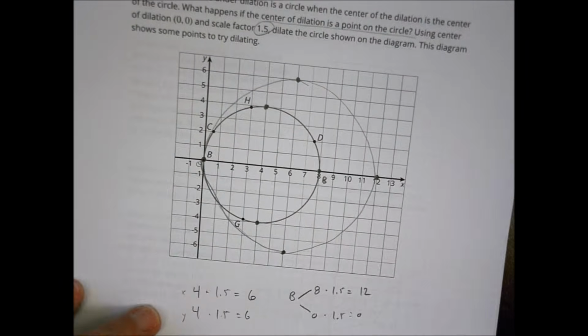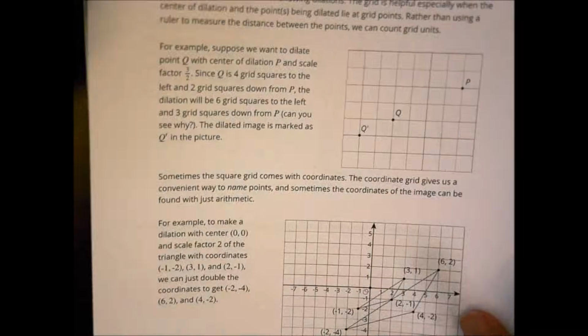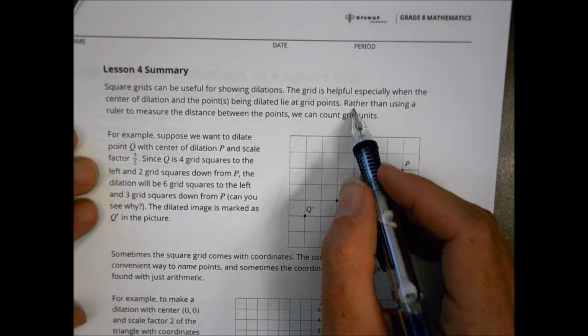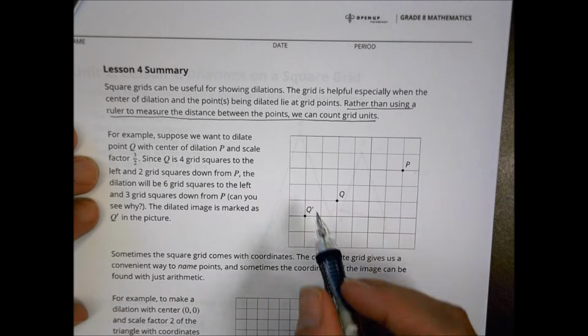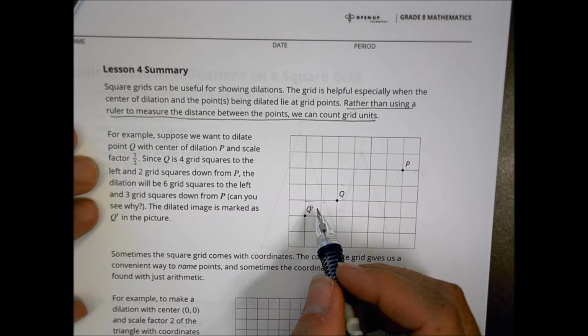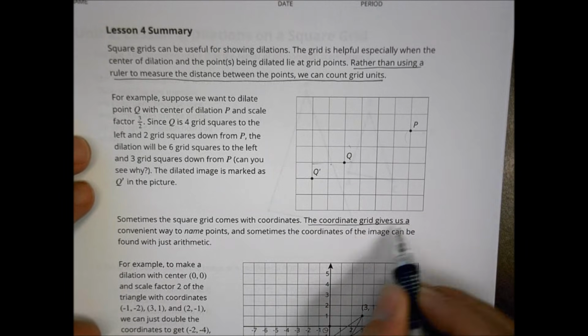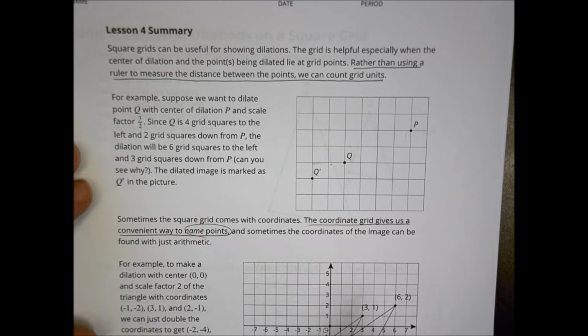And so moving to the next page, we are going to talk about just the summary real quick for this lesson. Again, sorry about the length on those cards, but I thought it would be helpful for you to understand. The point is that rather than using a ruler to measure the distance between points, we can count grid units from time to time. We can see how far it is, click, click, click, to go from one to the other without having to get a ruler out, because a ruler doesn't always work very nicely. And sometimes the coordinate grid gives us a more convenient way to name the points. That's a helpful way for us to identify different elements of how these things are moving around.